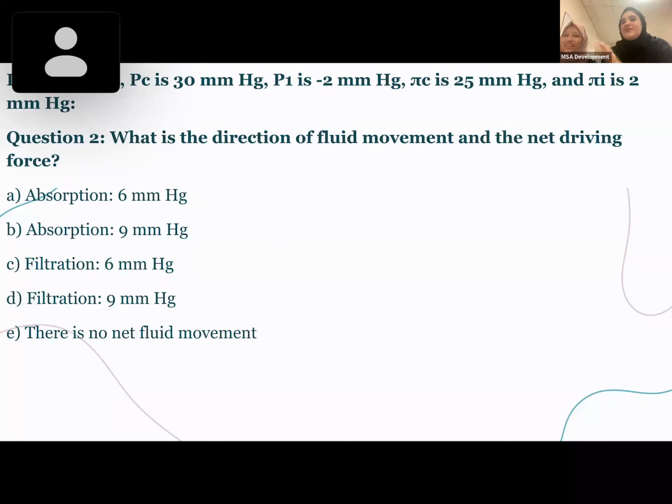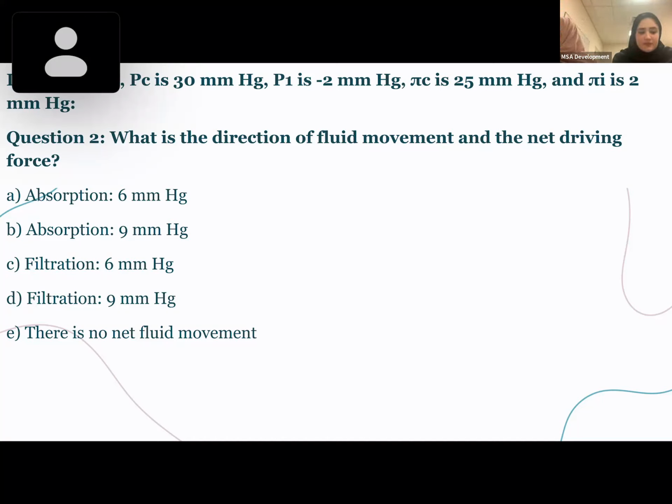Okay, the next question. Let me find it here. It's question 12. So you're given all these values for capillary hydrostatic pressure and oncotic pressure. What is the direction of fluid movement and the net driving force from these values?